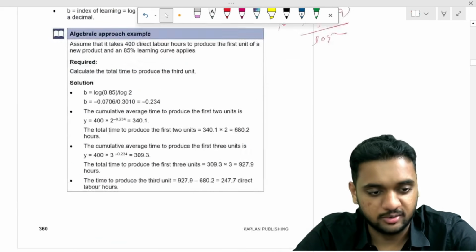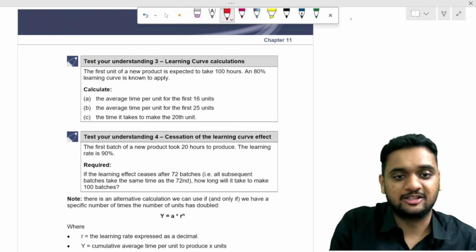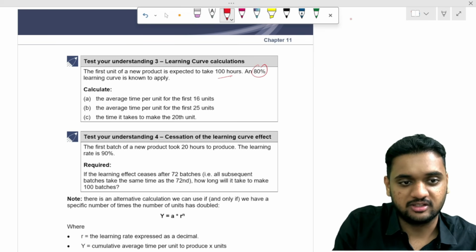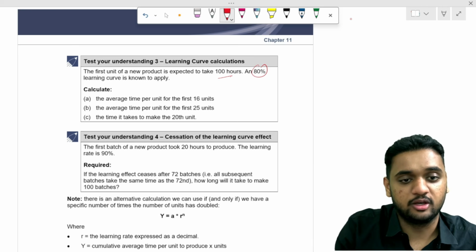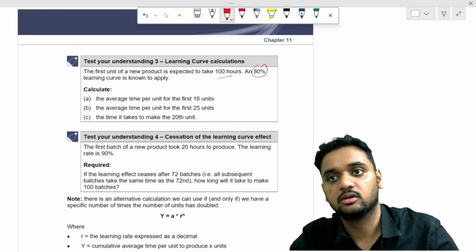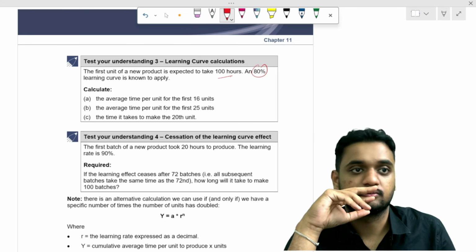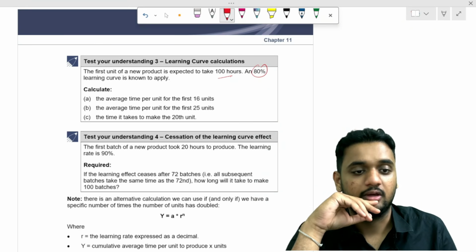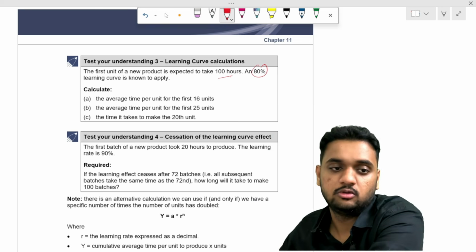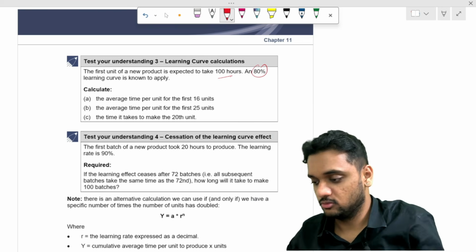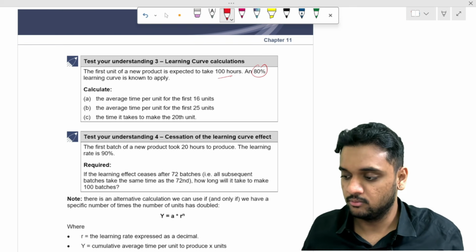Come to test understanding question number 3. The first unit of a new product is expected to take 100 hours. 80% learning curve applies. Calculate the average time per unit for the first 16 units. Find out. What do we do? First unit they have given 100 hours. So we can find second unit.